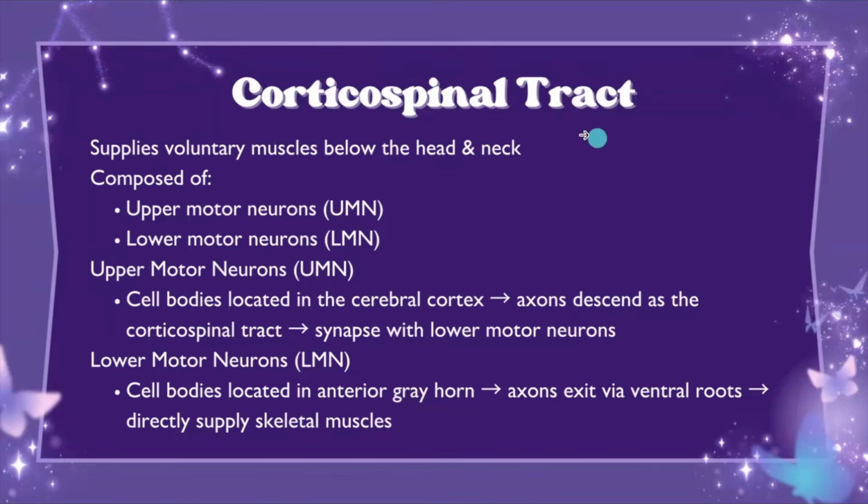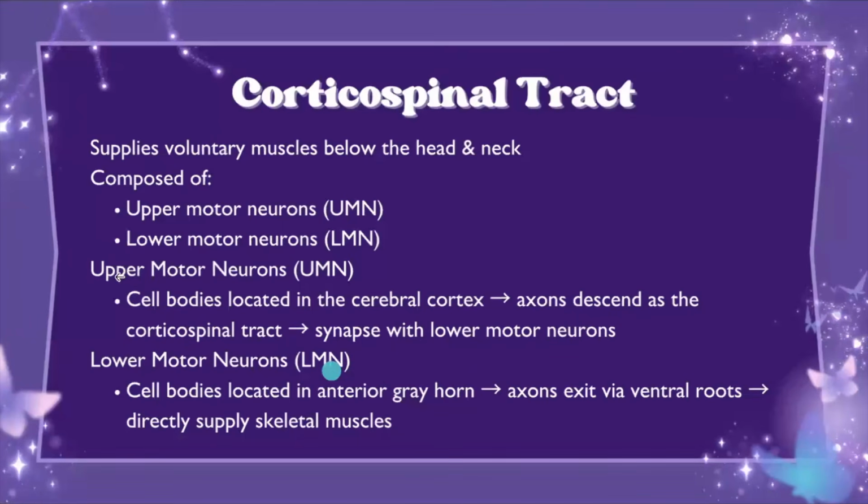What is going to happen? The initiation of the movement will come from the cortex, specifically the cell bodies that are located in the cerebral cortex. What is going to happen? The axons of these upper motor neurons from the cell bodies located in the cerebral cortex will descend down. And these axons will all bundle up together as one and form the corticospinal tract. This corticospinal tract will descend all the way downwards until it reaches the spinal cord. Once it gets there, it will go specifically to the anterior gray horn to synapse with the lower motor neurons. The cell bodies of the lower motor neurons are located in the anterior gray horn.